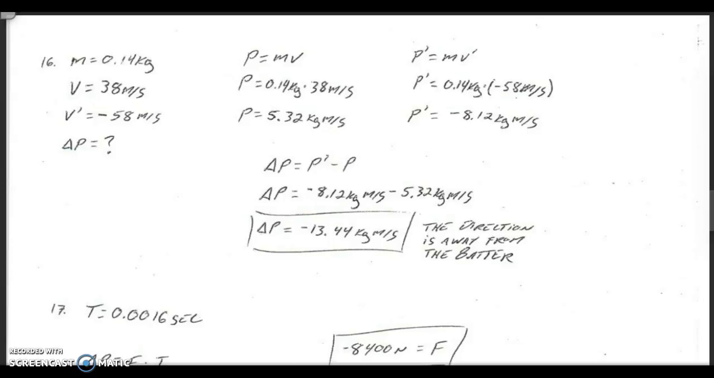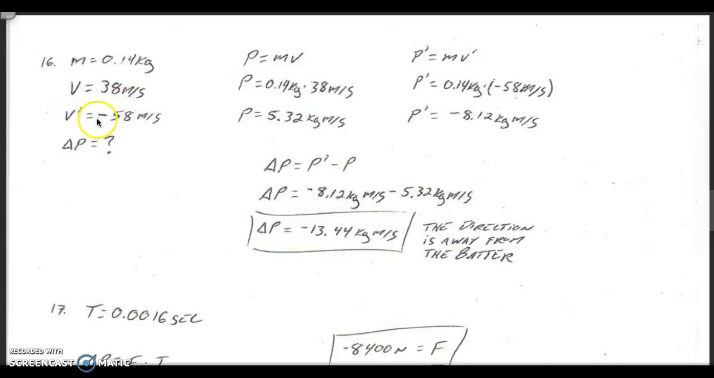We're going to take a look at problems 16 through 19, dealing with impulse and the impulse momentum theorem. Number 16, a baseball, which has a mass of 0.14 kilograms, is pitched toward a waiting batter at a speed of 38 meters per second. The batter hits the ball back in the opposite direction with a speed of 58 meters per second.